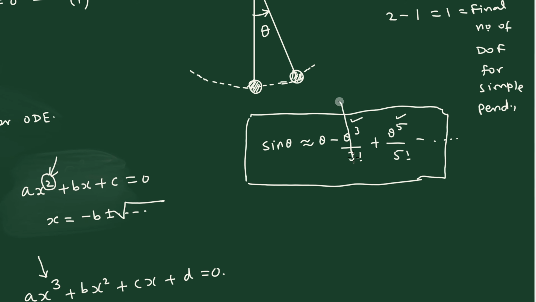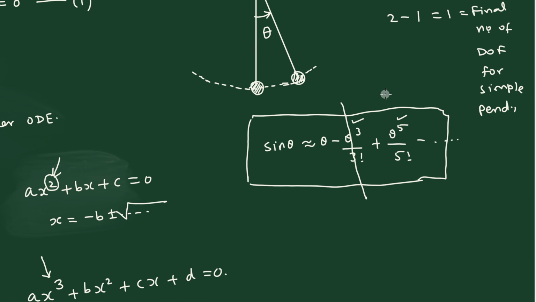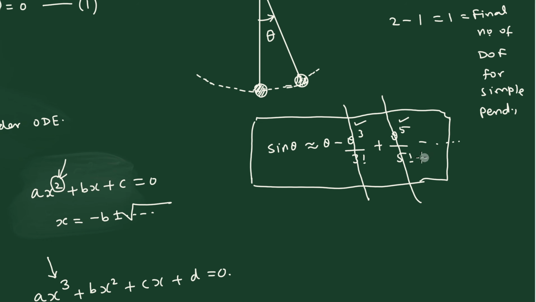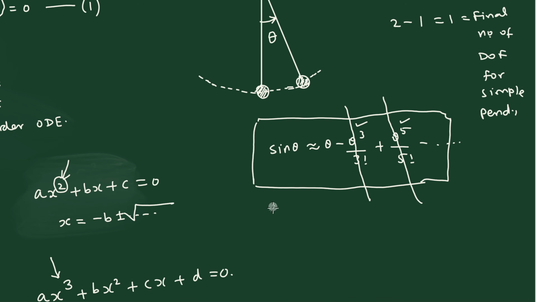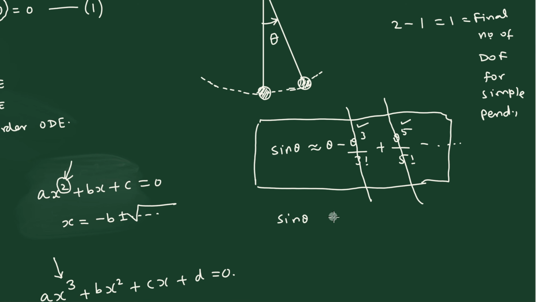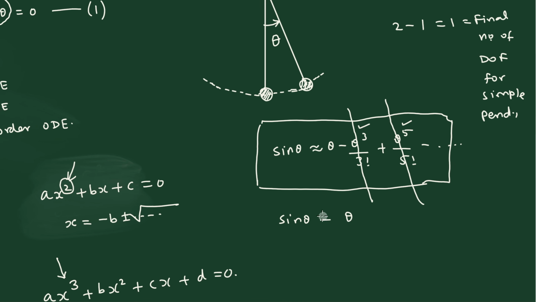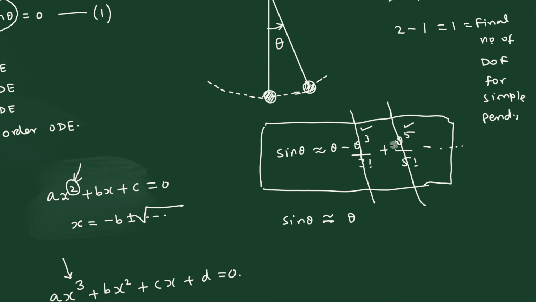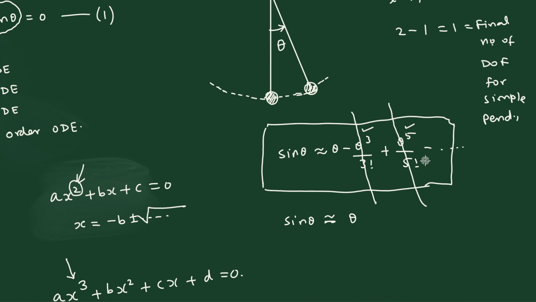I want to neglect all the higher powers. I am cutting it down. Theta to the power 3, theta to the power 5, everything else I will cut out. And then what is left is only sine theta, and on the right hand side you have theta, and therefore this is approximately equal to. Why is it approximately equal to? Because there are so many terms that I have removed on the right hand side.